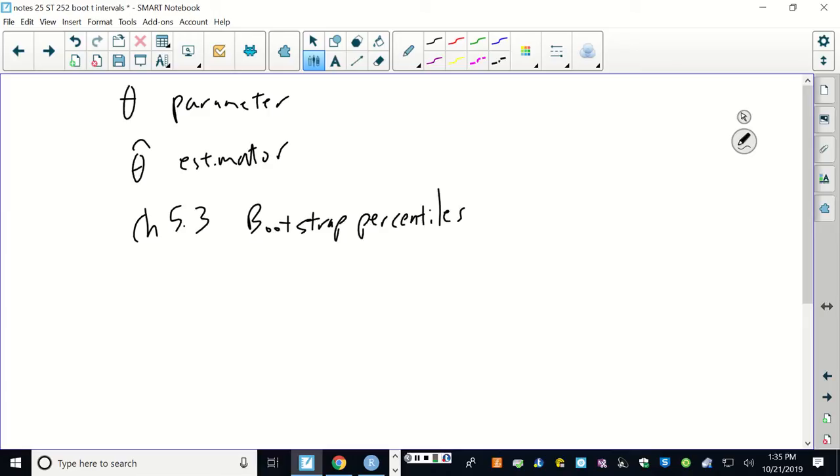We had data, x1 up to xn. We bootstrapped it, take a sample of size n with replacement, calculate a new theta hat. Do that 10,000 times, and take the cutoff points that isolate the central 95%, and just call that an interval. So that's still valid. That's something that could be done. So generate a bootstrap sample.